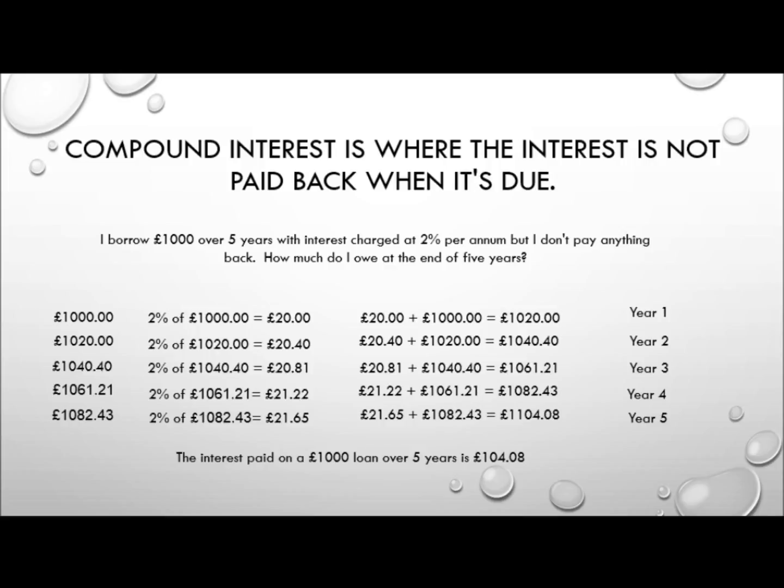Well, we start off with a £1,000 loan, and then at the end of year one, I've got to pay 2% of that £1,000, which is £20. So at the end of year one, I owe £1,020. However, at the start of year two, my debt is now £1,020, not £1,000. So I'm paying interest on that £20. So I'm now paying 2% of £1,020 instead of 2% of £1,000. So now the interest is £20.40.